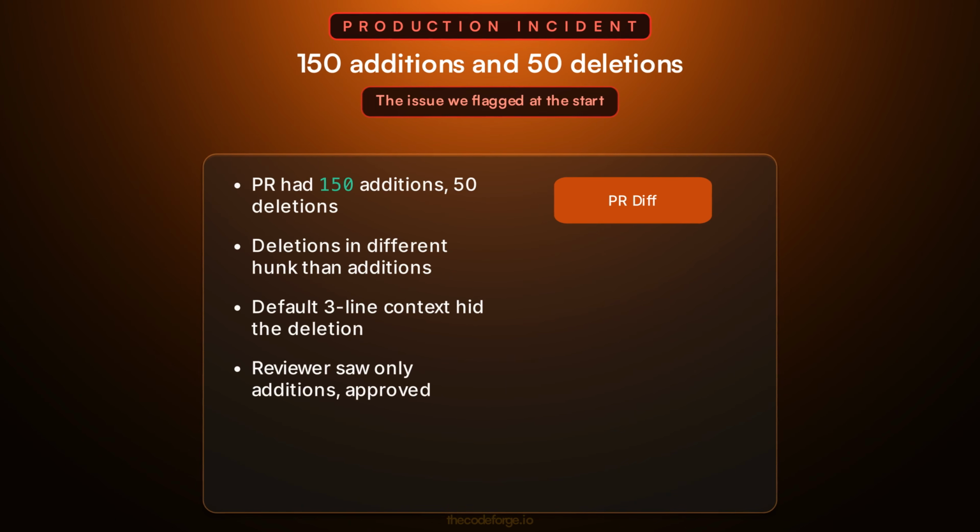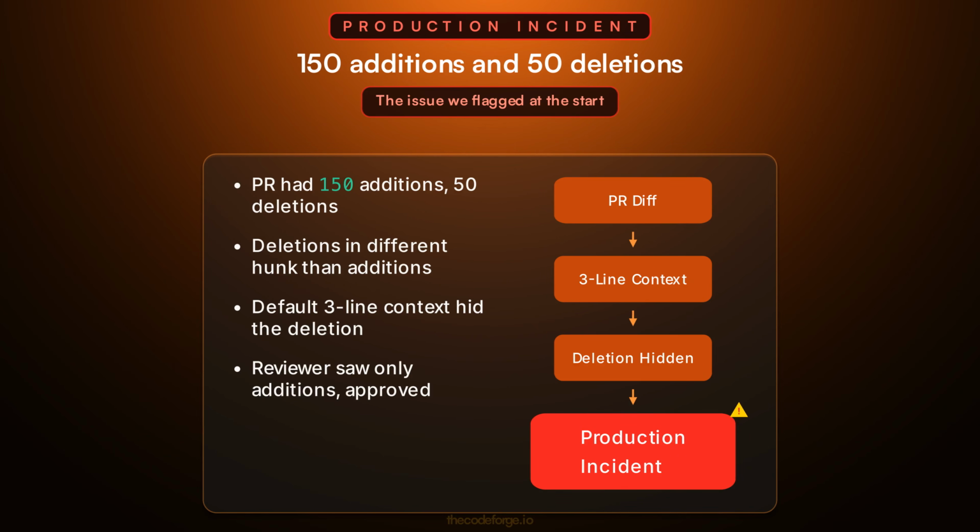This is the same issue we highlighted at the start. Here's exactly why that happened. The PR touched 15 files with 150 additions and 50 deletions spread across different sections. In one file, the developer deleted a try-except block and added a new function in a different section. The default 3-line context showed the addition, but not the deletion because it was in a separate hunk. The reviewer saw 150 additions and approved, missing the deletion entirely.